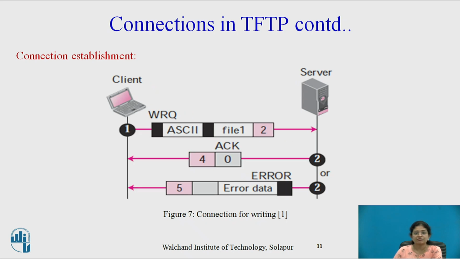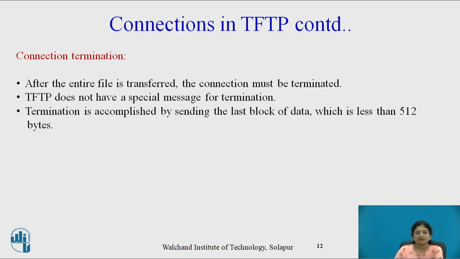Now, look at the connection for writing. The same thing. The client sends the write request and the server responds with a positive response or a negative response. If it is positive, then it sends the acknowledgement. If it is negative, then it sends the error. Now, this is connection termination. After the entire file is transferred, the connection must be terminated. TFTP does not have a special message for termination. The termination is accomplished by sending the last block of data, which is less than 512 bytes.